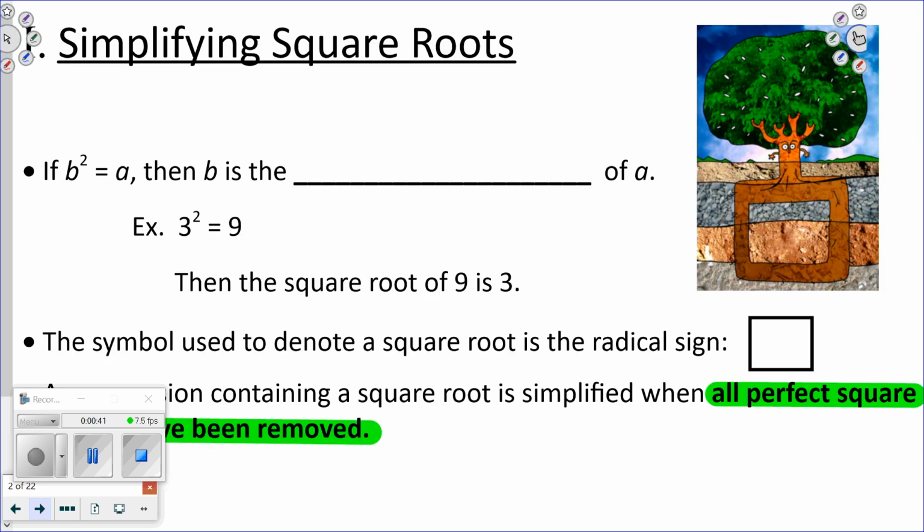All right, so looking at simplifying square roots or simplifying radicals, if b squared equals a, then b is the blank of a. It is the square root. So if 3 squared equals 9, then the square root of 9 is 3, right? You guys know what square roots are, I hope. The symbol used to denote a square root is a radical sign.